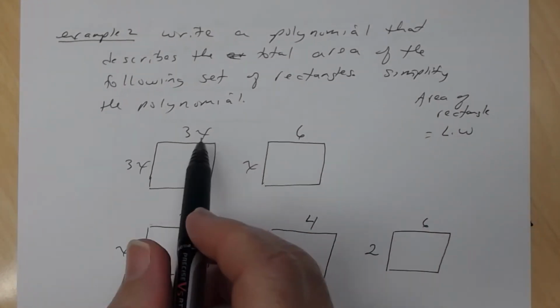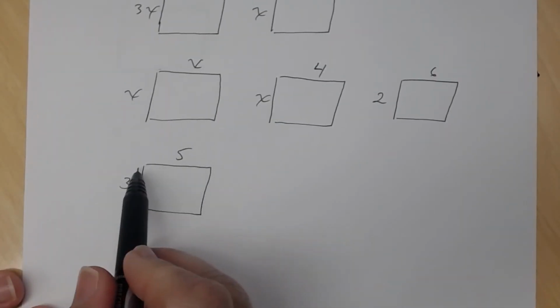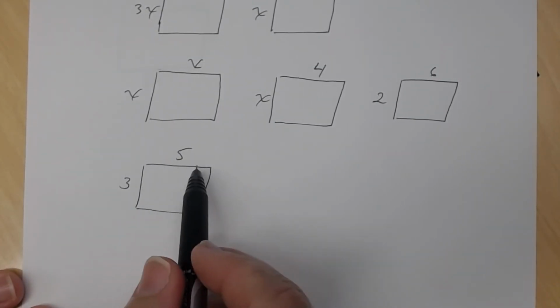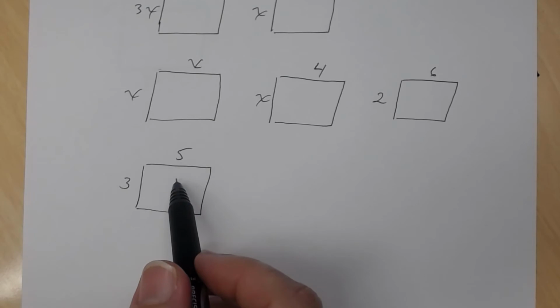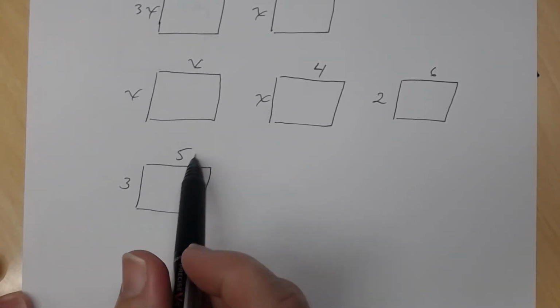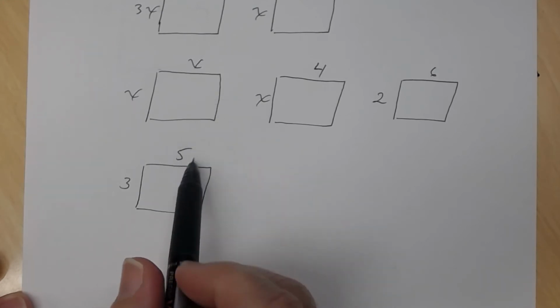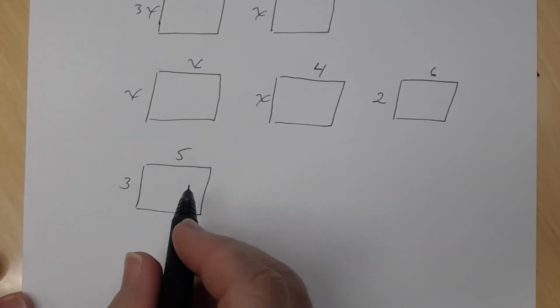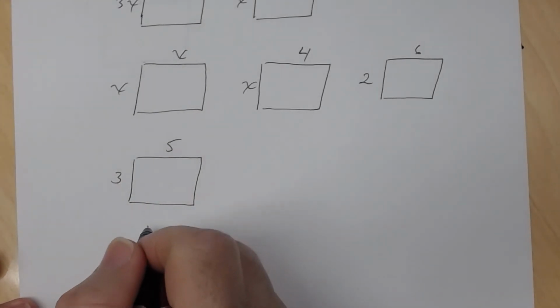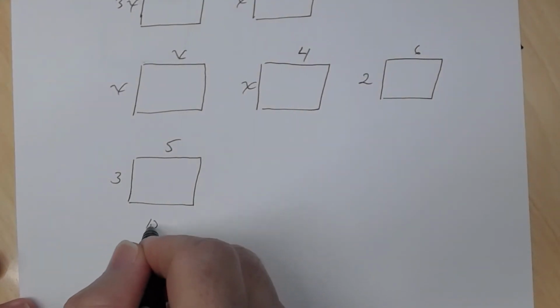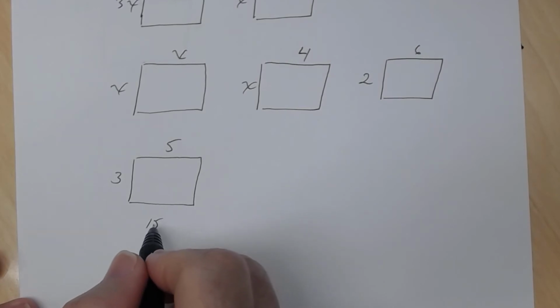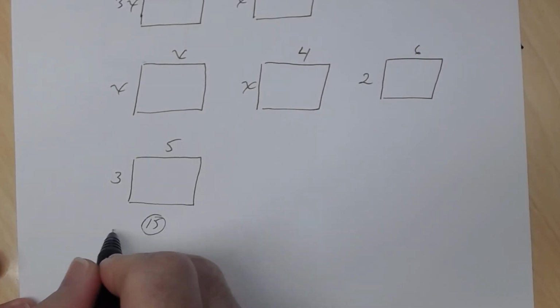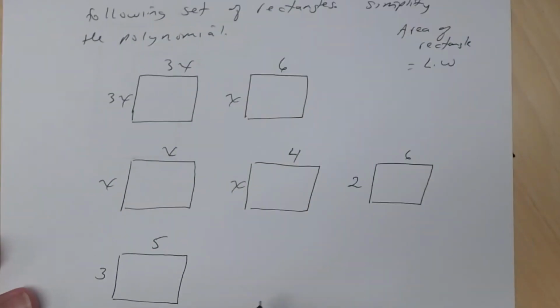So, for example, over here, this is 5 feet or 5 inches, whatever the units are. It doesn't matter in this case. You're going to say the area of this rectangle will be 5 times 3, which is 15. So I'm going to write it right here. That's 15. Now remember, that's the area of this rectangle.